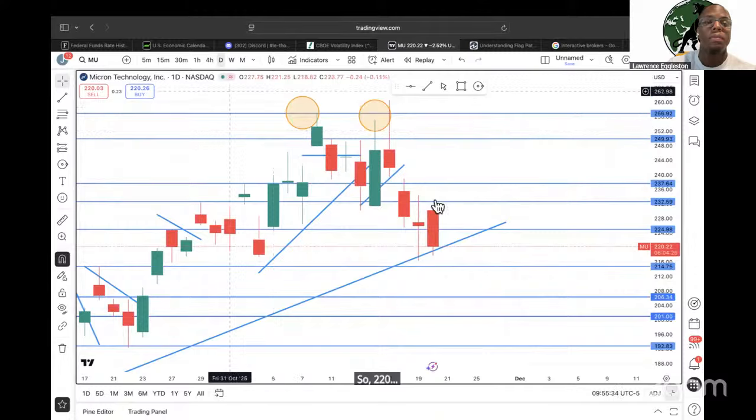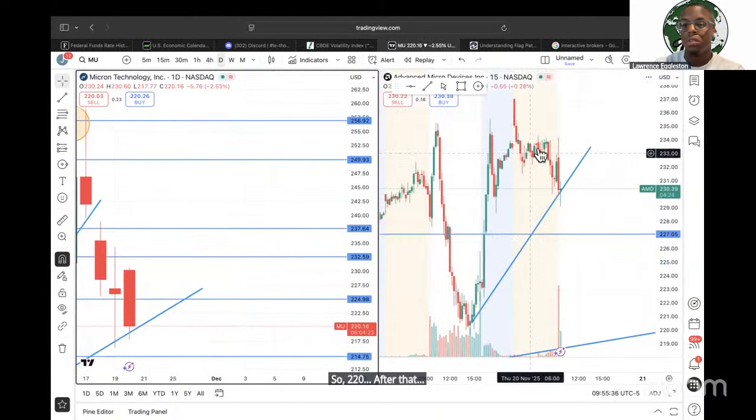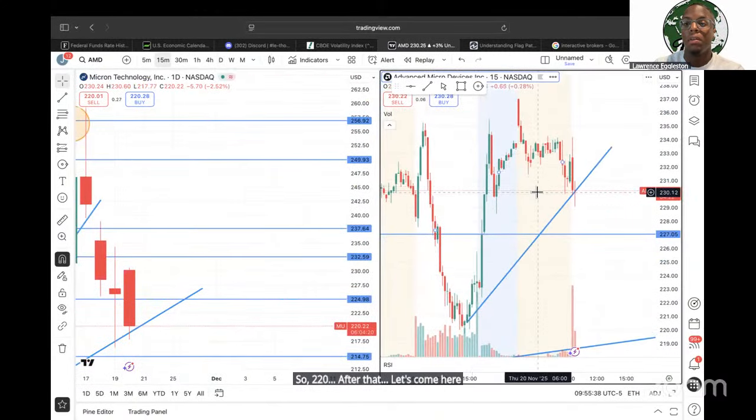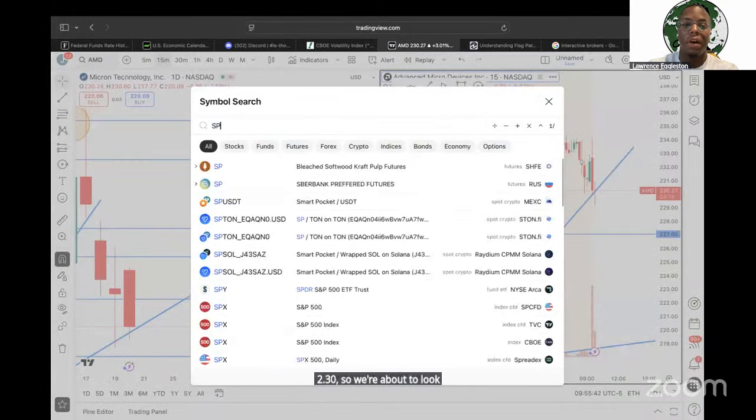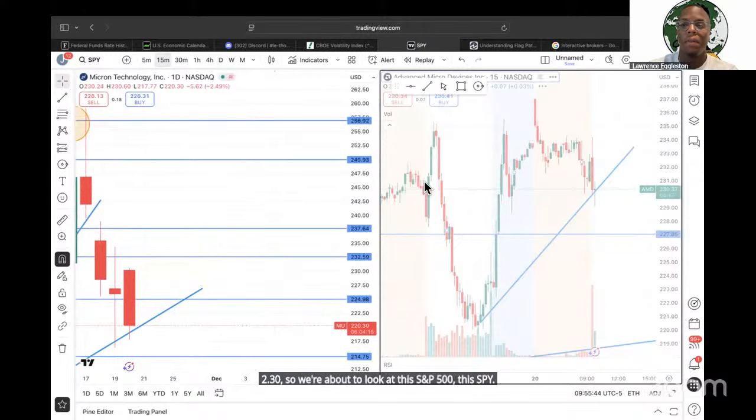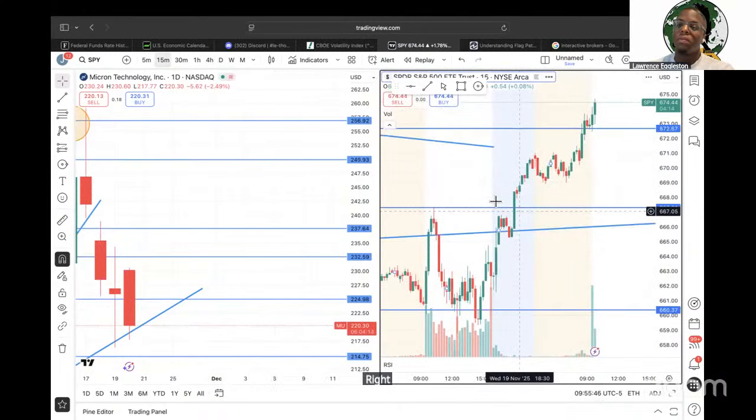After that, let's come here. Got AMD 230. So we're about to look at this S&P 500, the SPY, right there at 674. So watching the SPY at 674.